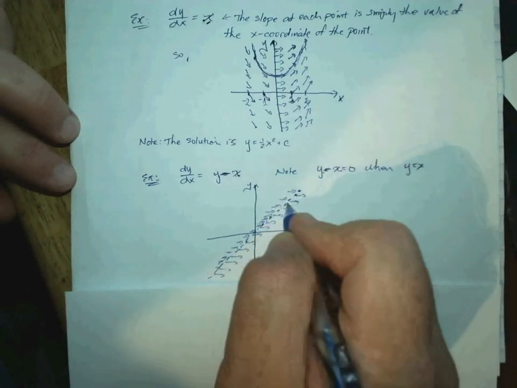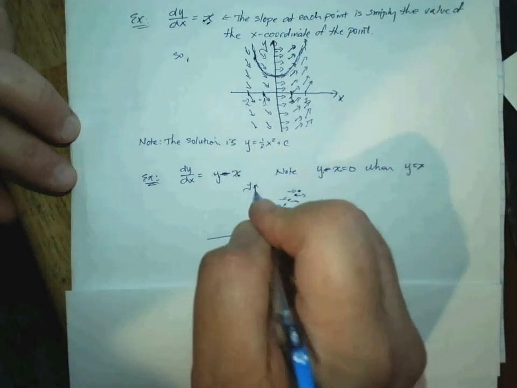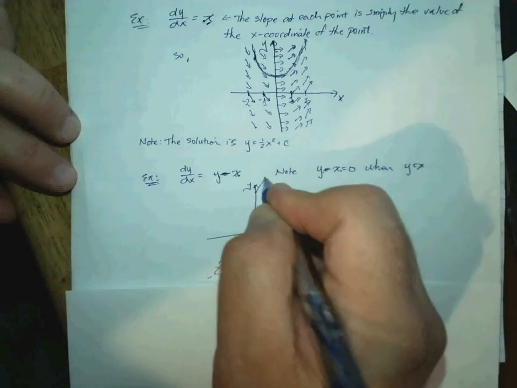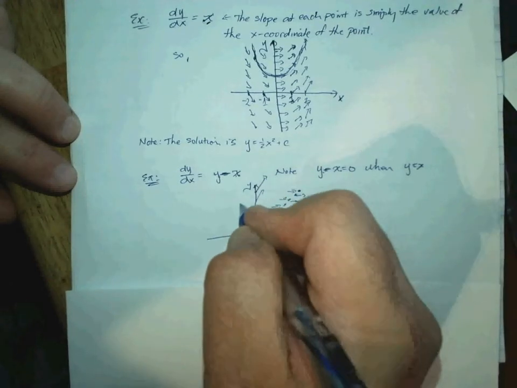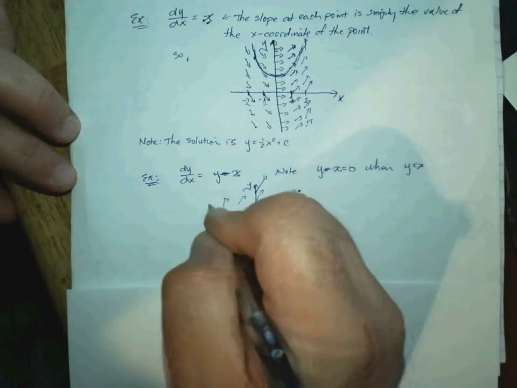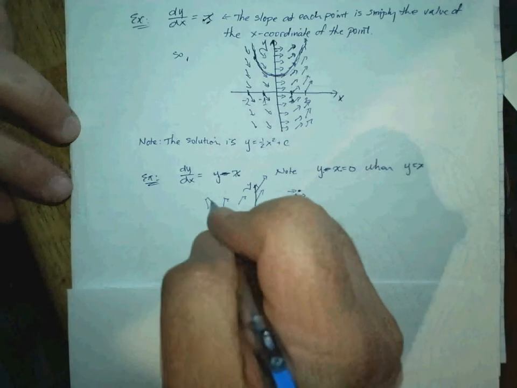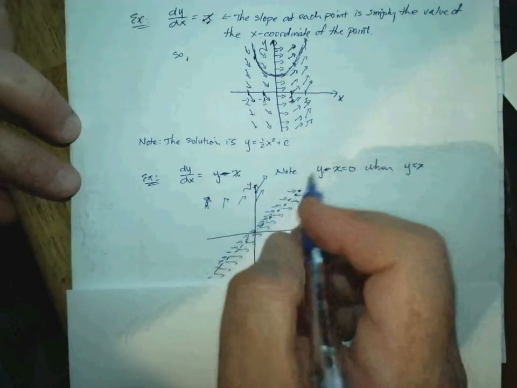But as we move further away, say we get way out here, the value of y is much larger than the value of x. So the slope is much more positive, getting steeper and steeper the further away we get from that line.